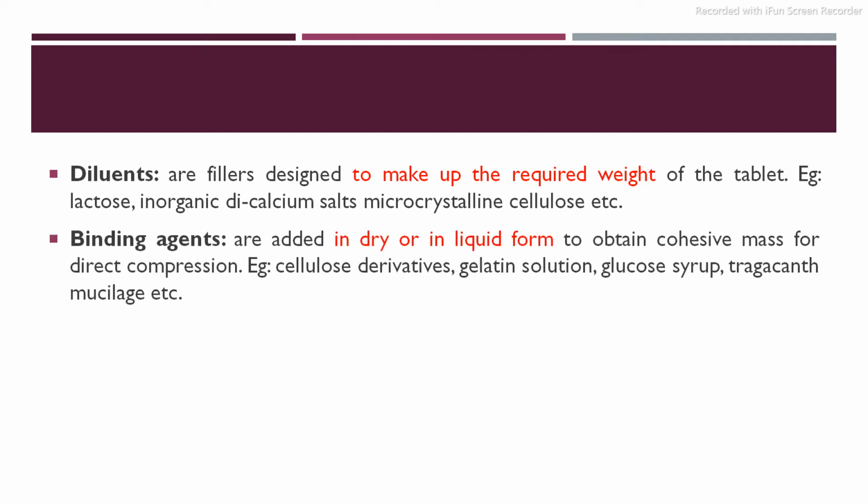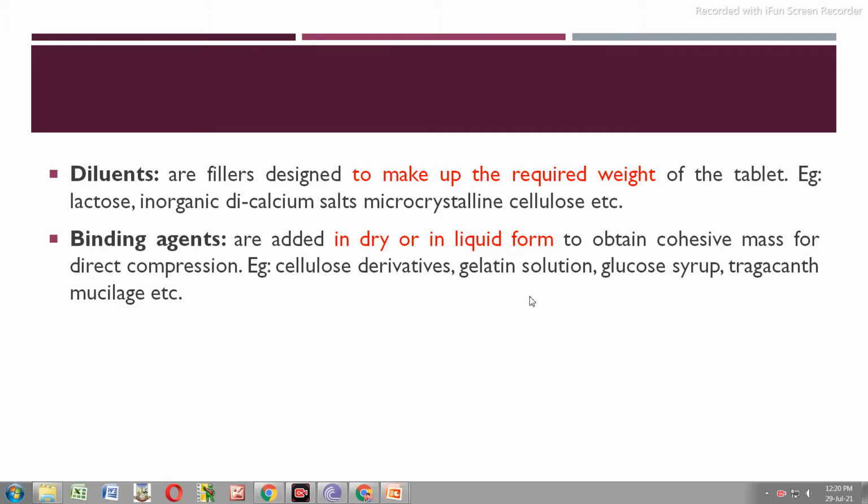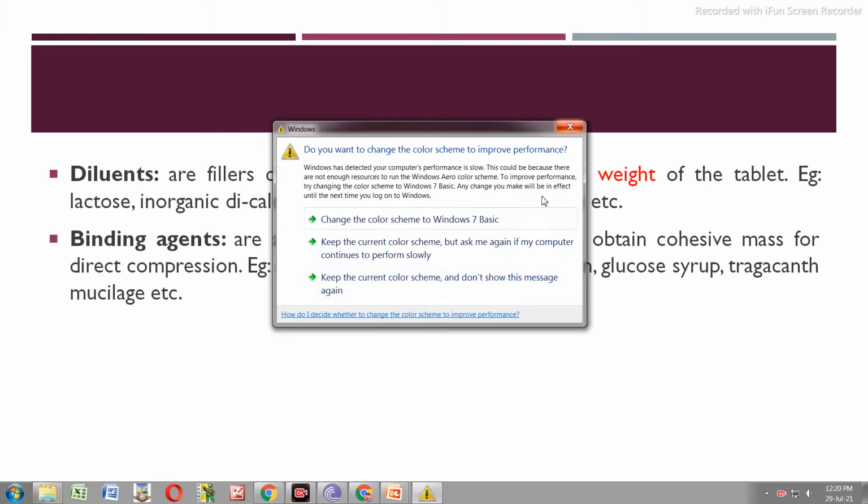Then binding agent. The binding agents are added in dry or liquid form. What is the role of binding agent? Binding agent is to obtain the cohesive mass. Means if we are talking about the dried powder, mixing of dried powder like the paracetamol, lactose, or microcrystalline cellulose, or whatever it may be, if we are going to compress the dry powder, the tablet may not have sufficient strength. It may break down. So for this purpose, we have to add some binders.